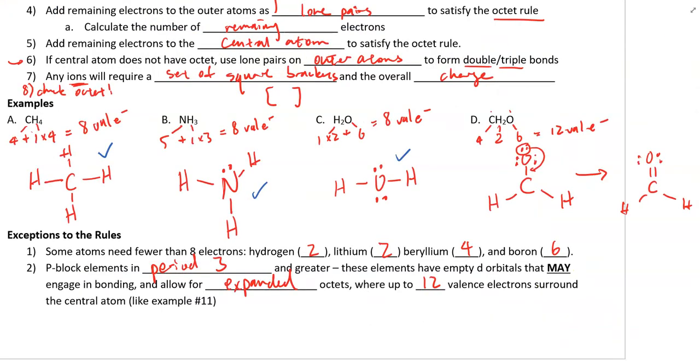And then finally, it does talk about having some expanded octets of up to 12. So if we normally have 8 for our octet, we can have up to 12. That means you could potentially have either 10 or, again, up to 12 valence electrons around that central atom. Okay, that'll do it.